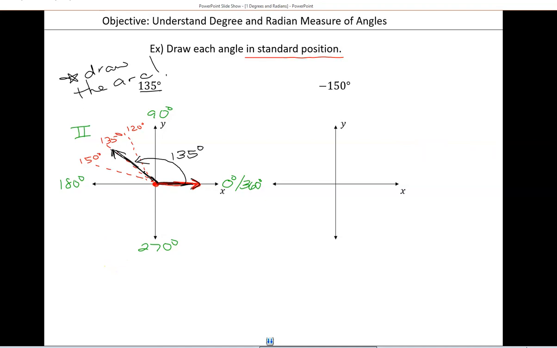With the second one, because it is in standard position, it still starts with its vertex at the origin, and it's starting our initial side on our positive x-axis.